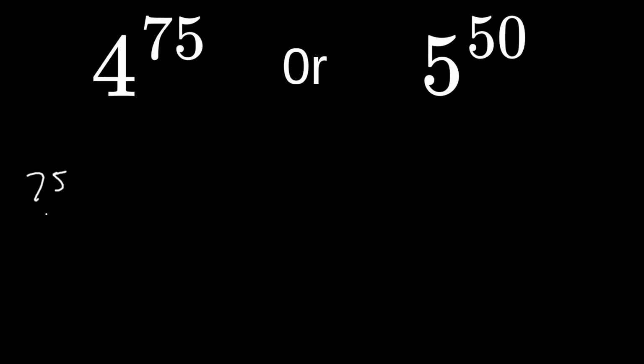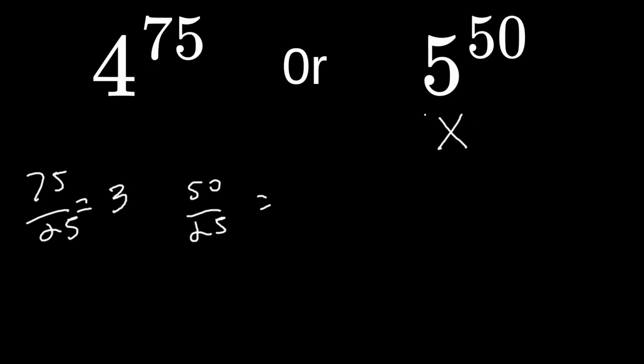So let's divide 75 by 25, and let's divide 50 by 25. You can go ahead and do this in your head. Think of money. If you have 3 25s, that will be 75. So that reduces to 3. Now, I hope you don't forget the formula, a^b = (a^(b/x))^x.